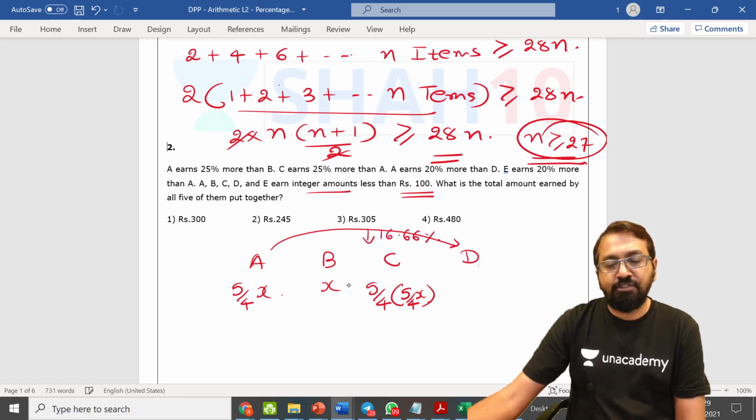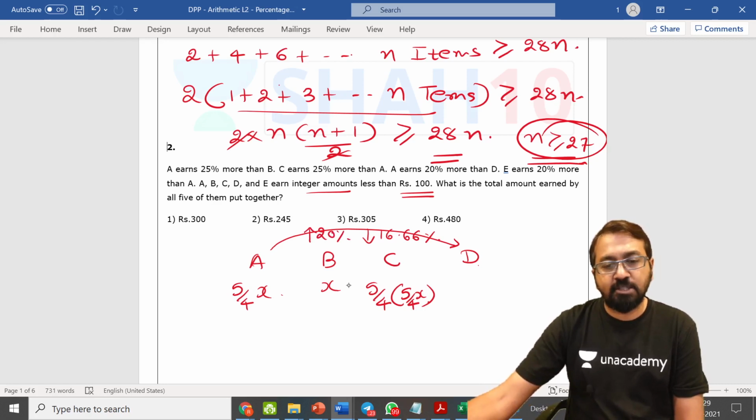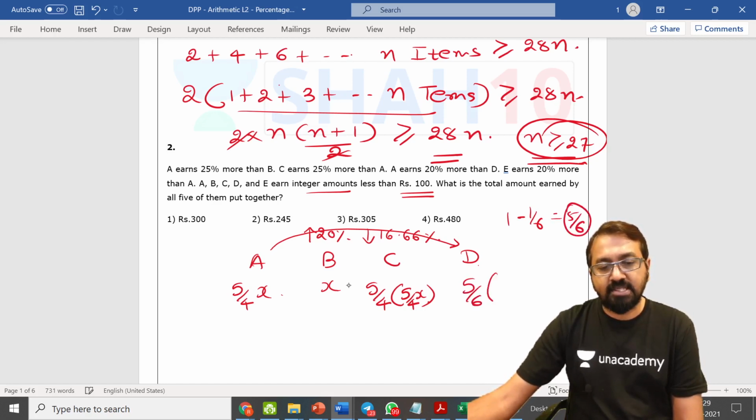If you can quickly figure out this thing, then the question will become very easy, because 20% more will get cancelled off by 16.66% less, and 16.66% less means 1/6 less. So you can say D earns 5/6 of A's value. So D's value will be 5 by 6 times A's value, which is 5 by 4x.